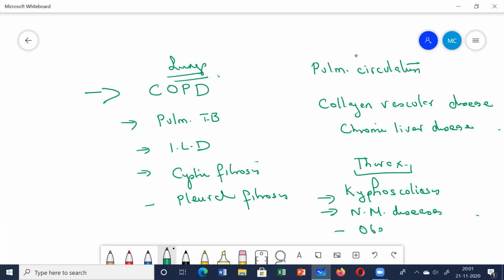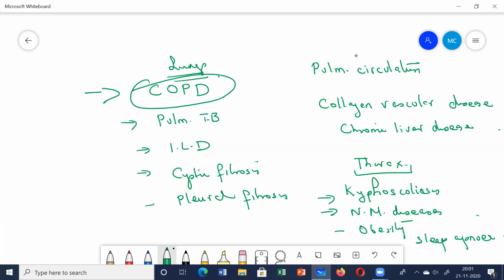Obesity, sleep apnea syndrome. Some people suddenly have apnea during sleep. So all these things can lead to chronic cor pulmonale, right? So this is very important. And out of all these things, you should remember COPD is the most important cause of chronic cor pulmonale.